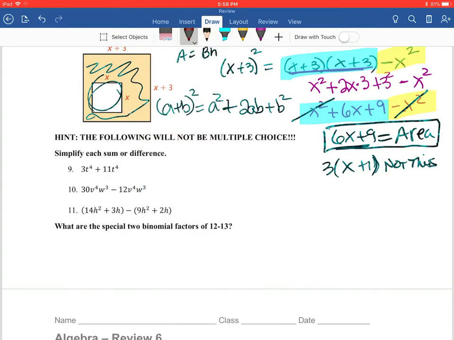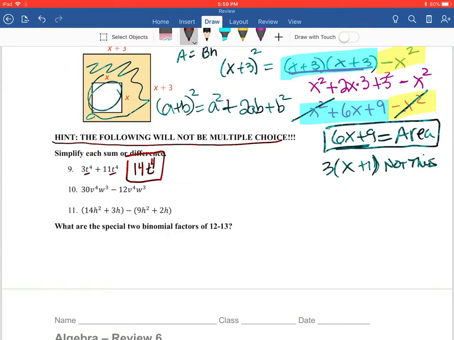All right, problem number 9 through 10 and 11. Again, hint, the following will not be multiple choice. You are going to have to fill it in. Well, I have same base, same exponent. That means that I'm just going to perform the operation with the coefficients. So here the operation is saying add, so I'm going to do 11 plus 3, which will give me 14. Now I'm going to keep my base variable, and I'm going to keep my exponent. So my answer is going to be 14t to the 4th power. That's my answer, and that's what you would box and circle.